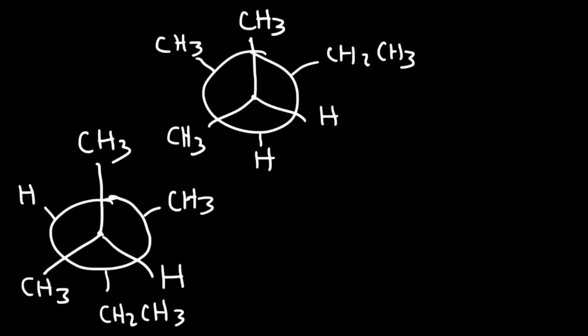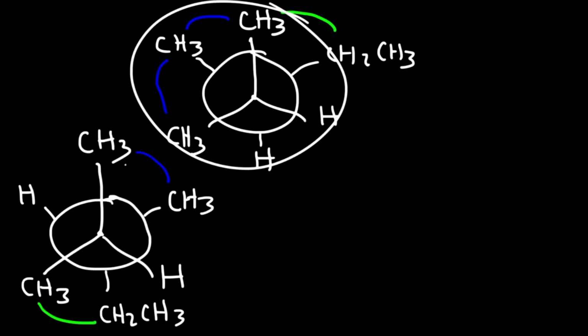In our original structure, we had one methyl-methyl gauche interaction. In the new structure, we have two methyl-methyl gauche interactions. And in the old structure, we had one methyl-ethyl gauche interaction. But in the new structure, we have just one methyl-ethyl gauche interaction. So in this new structure, we have a total of 3 gauche interactions. In the original one, we have 2. So this structure here is less stable than this one.